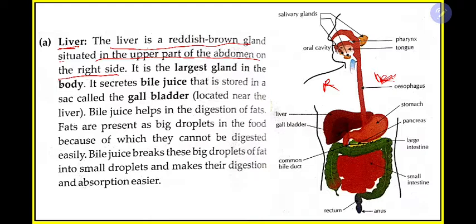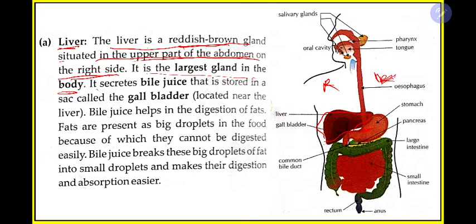The liver is there. Where is it situated? Above the stomach. See, this is the stomach; above the stomach is your liver. Its color is reddish brown, and it is a gland situated in the upper part of the abdomen on the right side. It is the largest gland in the body. There are different glands, so among all the glands it is the largest in the body.